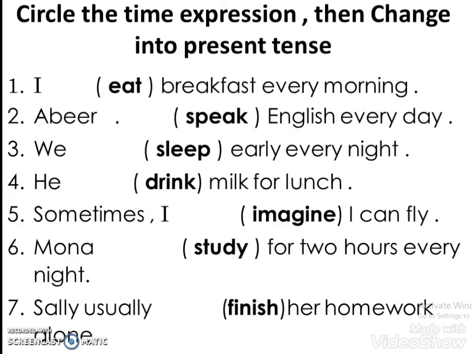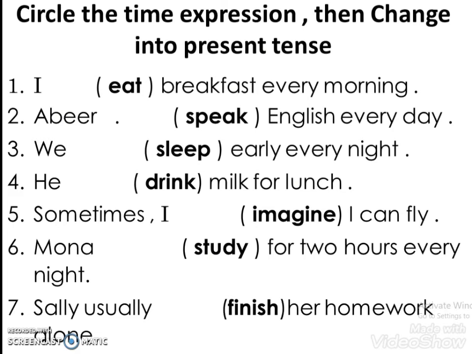Now it is your turn to circle the time expression, then change into present tense. We are going to read the sentence carefully. We are going to look at the time expressions. We said time expressions like always, usually, every morning, each day, nowadays. This time expression tells me that the action is happening now. It's happening in the present tense.